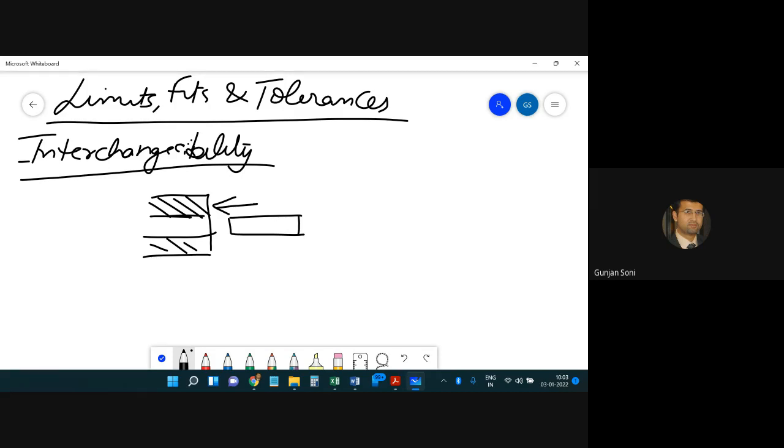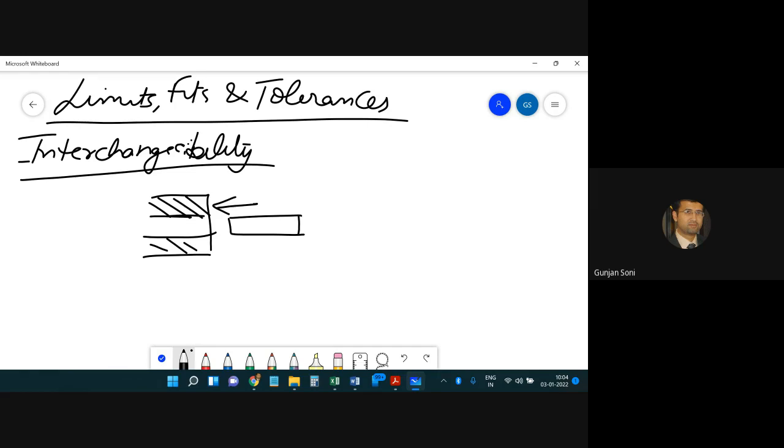So how do we ensure that whatever we are producing, because we can't produce in the exact same size, how do we ensure while doing this manufacturing that we can achieve this assembly? So for that purpose, we have this concept of limits, fits, and tolerances. Okay, so there are several terms which will be used. Let me first talk about limits, fits, and tolerances individually.